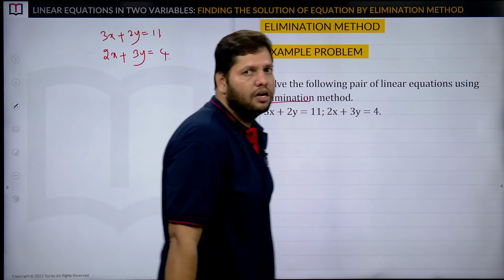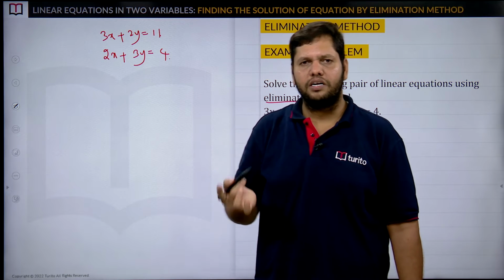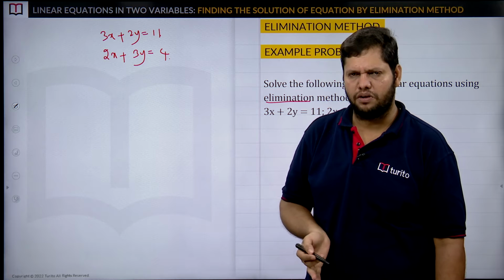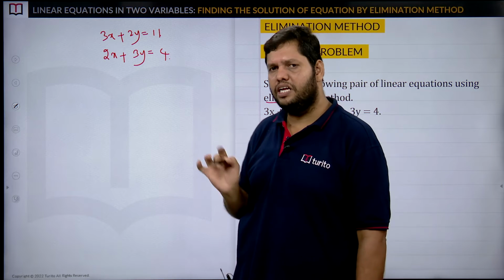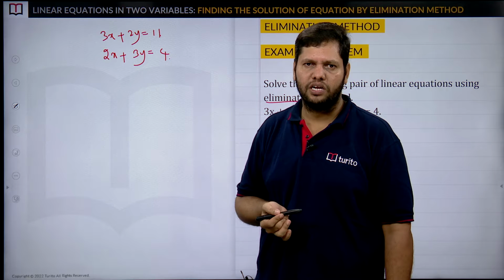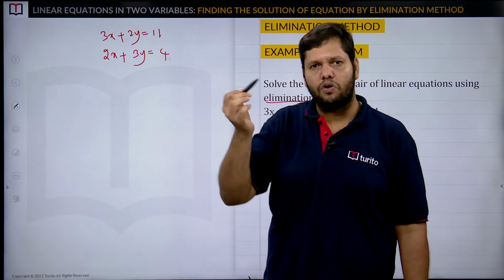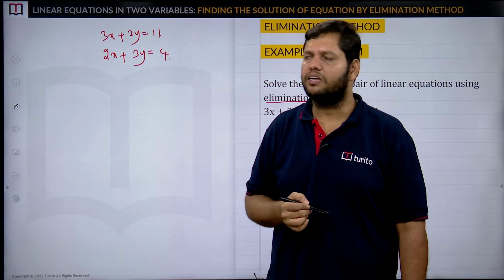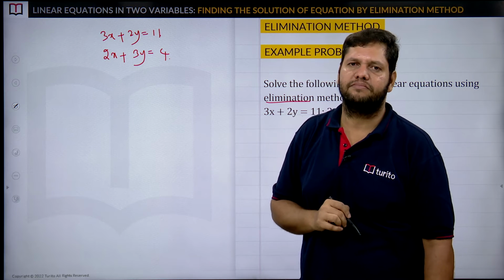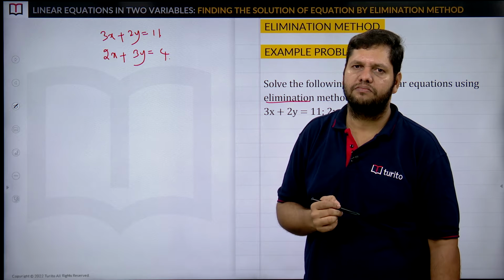Okay, listen, children. In the first equation, suppose you want to eliminate the x variable, or you want to eliminate the y variable. Anything, children, it's up to you. If you want, you can eliminate x, or if you want, you can eliminate y. Whichever variable you want to eliminate, first make the coefficients equal. Suppose I want to eliminate the x variable, children. The variable is what? x.